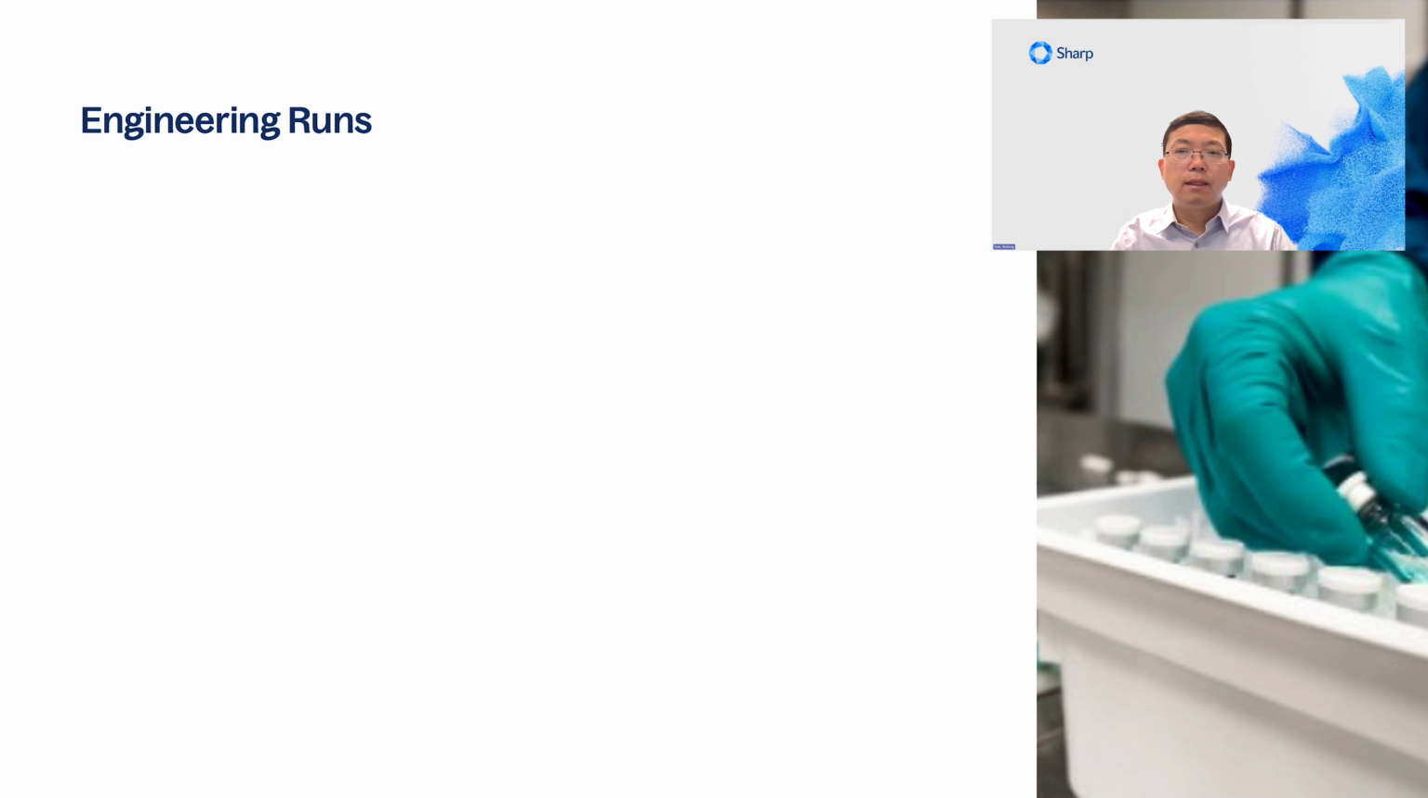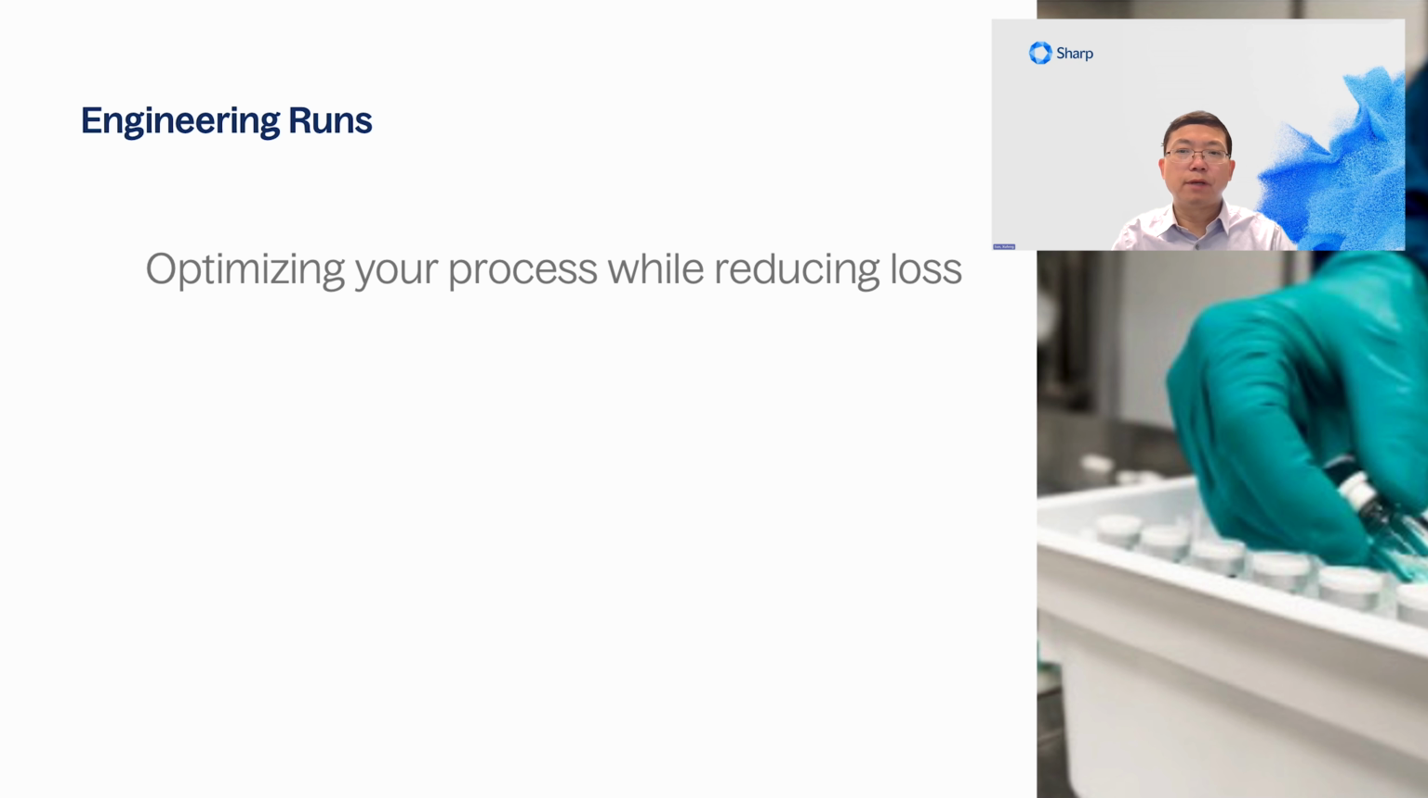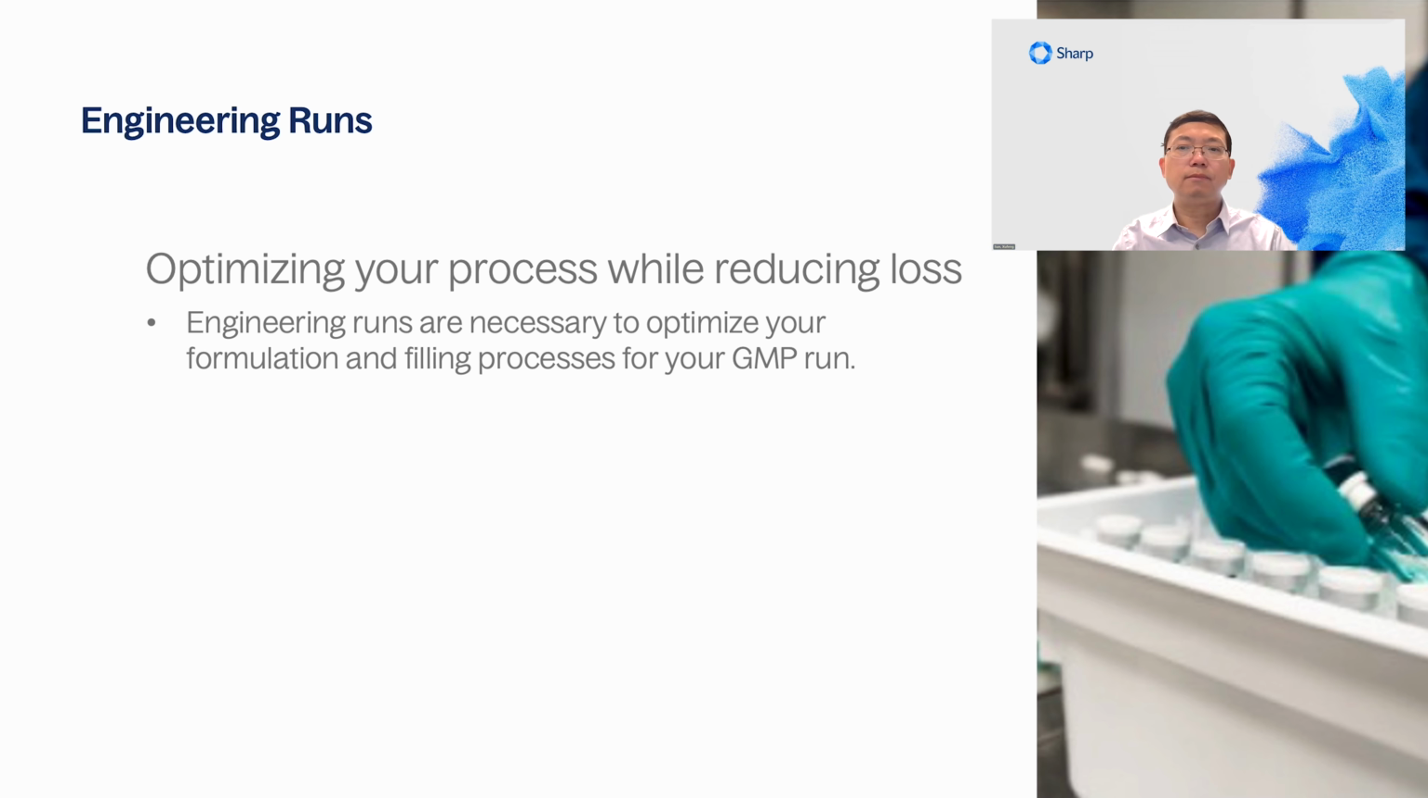Engineering runs. No matter which CMO you go to, they will perform an engineering run to verify your process. This is a mock GMP fill where the full batch of your formulation is prepared and a subset of that is filled. This ensures that your process works as expected before you begin manufacturing GMP lots that will be administered to patients.